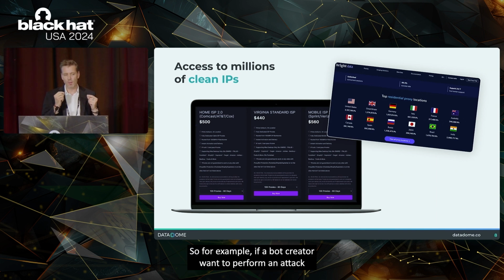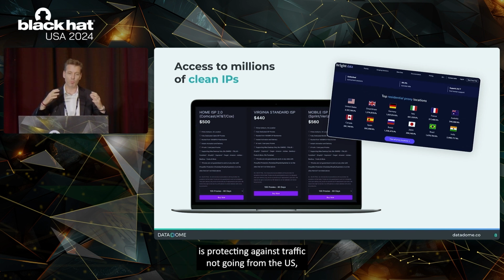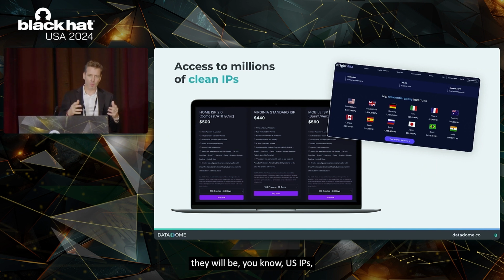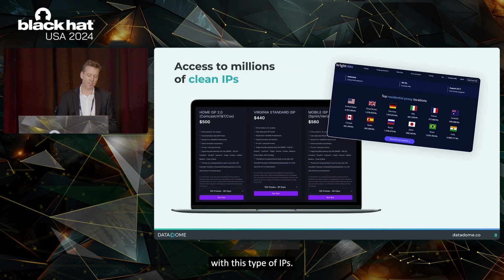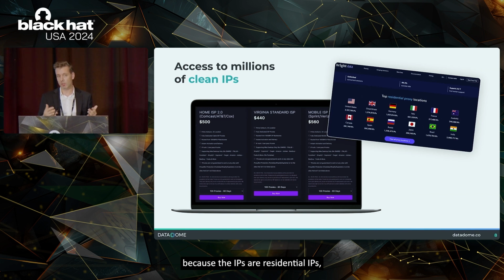So for example, if a bot creator wants to perform an attack in the US against a US website, they will use local IPs. If the WAF is protecting against traffic not coming from the US, well, because these IPs are local, they will be US IPs, and they will bypass this type of security. So anything that is geolocation-based will be bypassed with this type of IP. The IPs, as I was saying, are residential. So if the bot is looking for server IPs or host IPs, it will not detect them as such, because they are clean residential IPs.